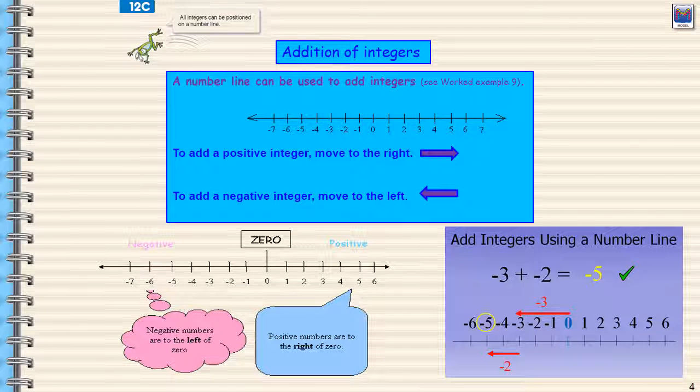All right, so number lines just make it easy for us to use integers. It makes it easy to visualize exactly what's going on with our integers and work out where numbers sit, which are bigger and which are smaller. Like it says here, to add a positive integer, so add a positive number, we're moving to the right. To add a negative number, we're moving to the left.